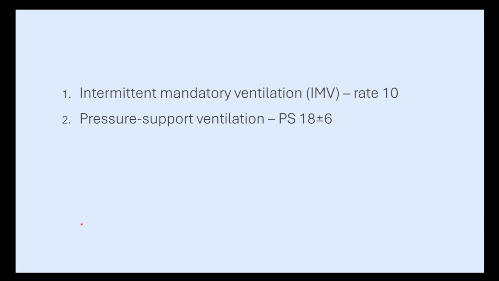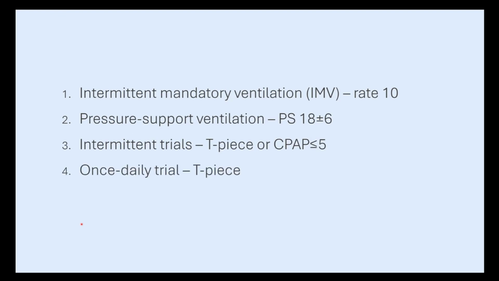Okay, the second method is pressure support. They allow up to 18 plus or minus a PEEP of 6. So the PEEP is kind of optional, but the support can be quite high, can go up to 18 for their trial. And they can have intermittent trials of T-piece or CPAP with a PEEP of less than 5, and a once daily trial of T-piece only.